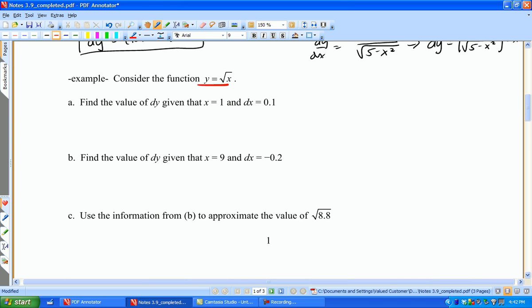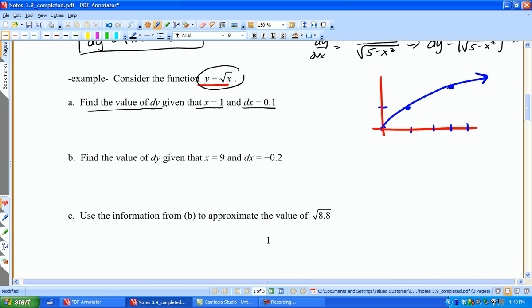So the first thing I'm going to do is get a picture of y equals the square root of x. I know that that graph starts at (0, 0). I know it goes through (1, 1). I know it goes through (4, 2). So I know it does something like that. There's the graph of y equals radical x. It says find the value of dy given that x is 1 and dx is 0.1.